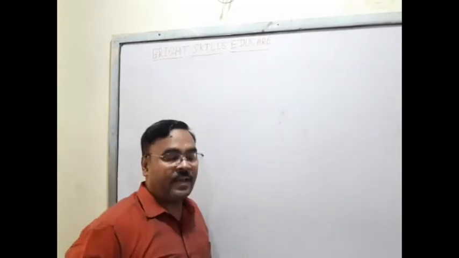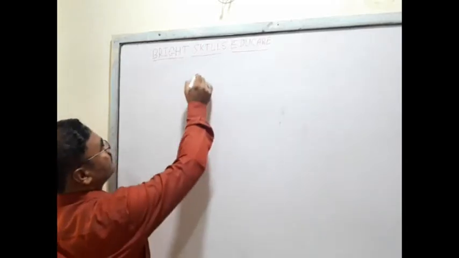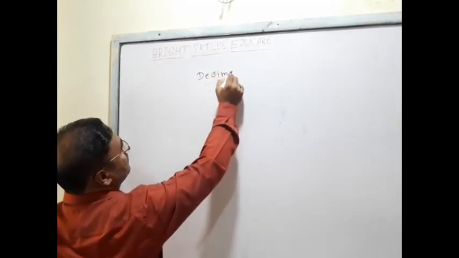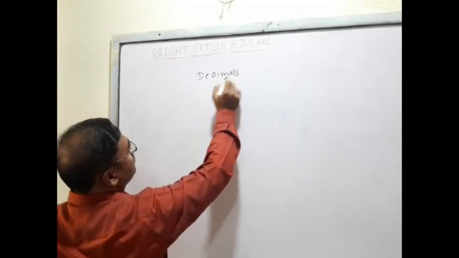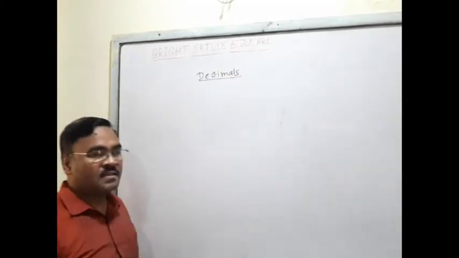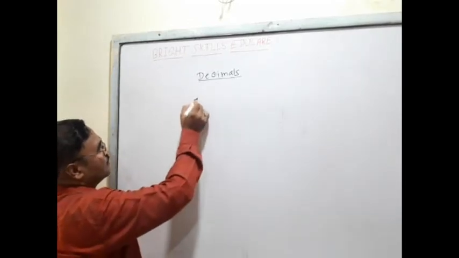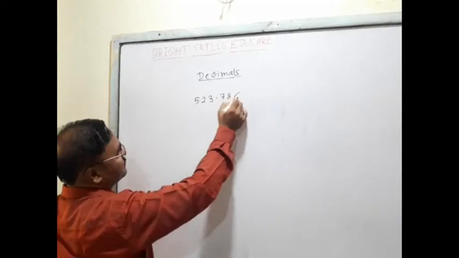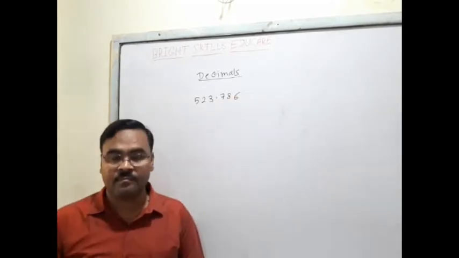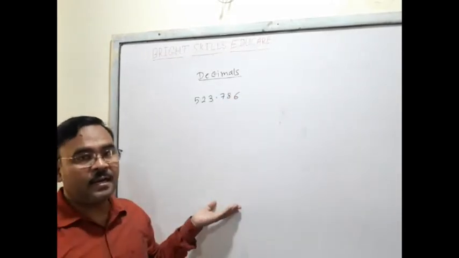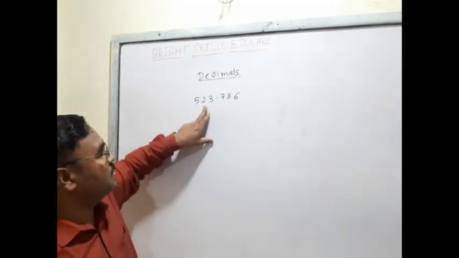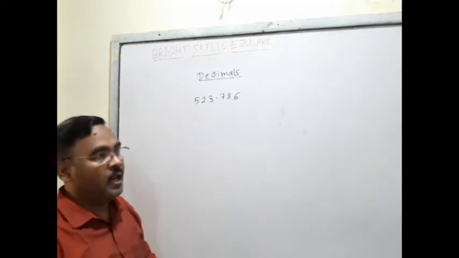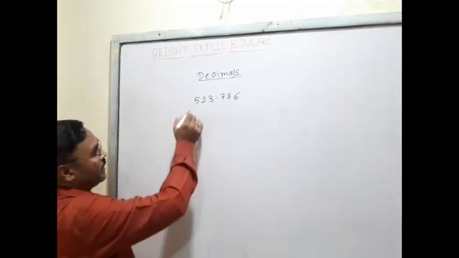Now students, we are going to discuss about the decimals. Suppose I write a number 523.786. In earlier standard you have done how to expand it. It is 523.786. If you want to expand it, you can write like that.